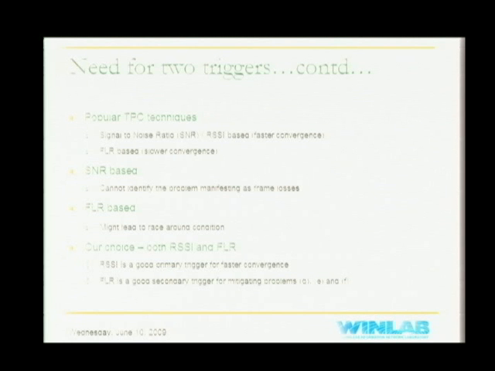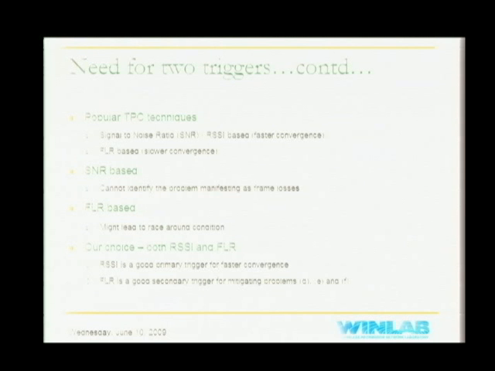But there are drawbacks to both. In SNR based techniques, the problem is that frame losses cannot be identified. So if there is a source of interference, it cannot be identified by just measuring signal to noise ratio, or in wireless card terms, RSSI alone.